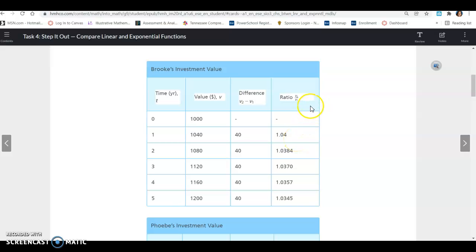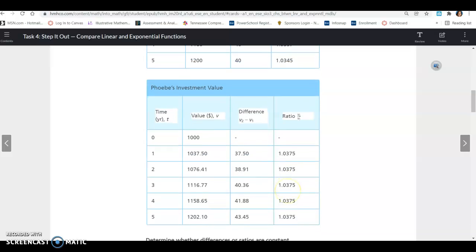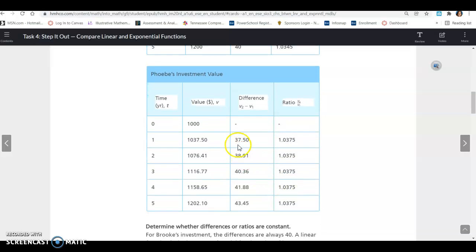Okay, so the ratio from 1 year to the next, if you go from this to this and divide, it changes a little bit each year. All right, so Phoebe goes from 0 to 5 years. She starts with an initial investment of $1,000 and it goes up by $37.50 and then $38.91, and it changes. You can see the difference changes each year, but the common ratio stays the same.